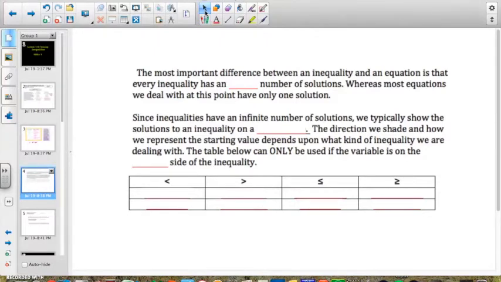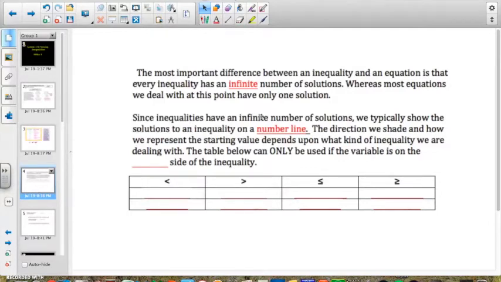Now, the most important difference, like we said, between an inequality and an equation is that every inequality has an infinite number of solutions, whereas most equations we've dealt with at this point have only one solution. We did have that one special case of infinitely many solutions, but those are going to be the exception rather than the rule. Now, since inequalities have an infinite number of solutions, we typically show solutions to an inequality on a number line like we just showed on that first example.